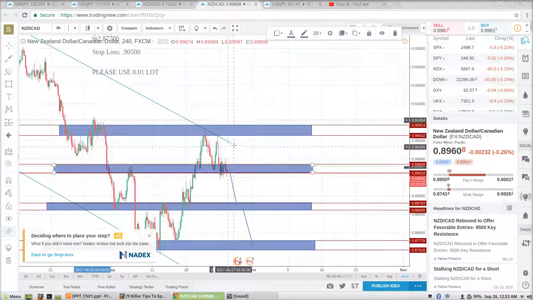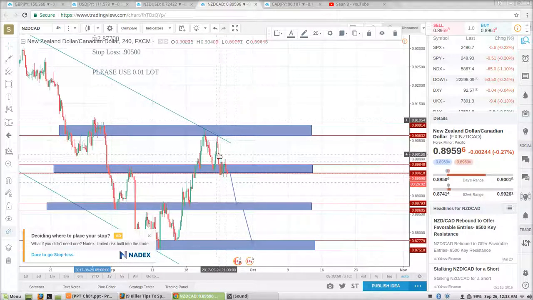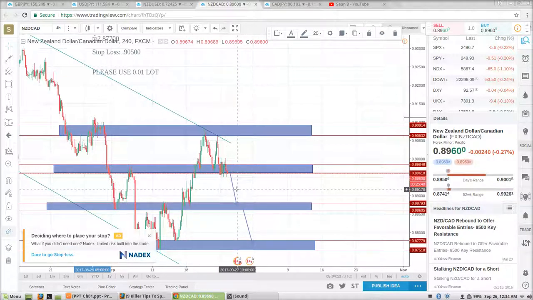Okay, so I have a sell limit at 0.8955, take profit 0.8880, take profit 0.8770, stop loss 0.950. I do have a conservative one, and I'll tell you that in a bit. Okay, so we're waiting for it to pop out.